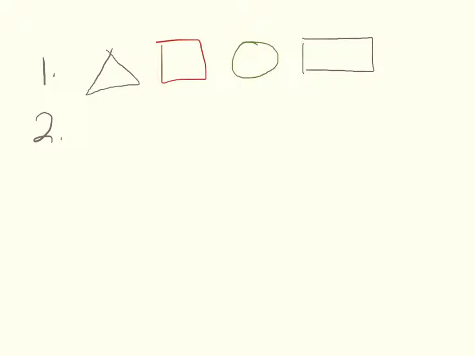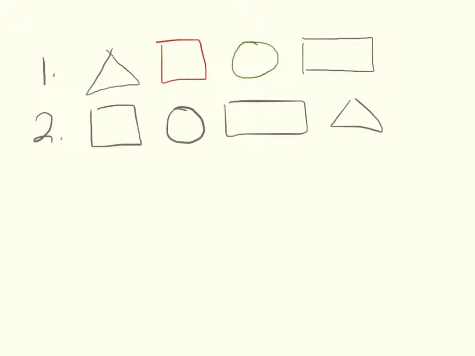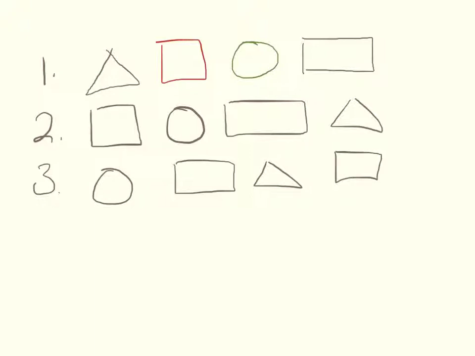Well, I could shift everything over and do square, circle, rectangle, triangle. And then I guess I could keep shifting and say circle, rectangle, triangle, square. Let's see, what else? I could have rectangle, triangle, square, circle.